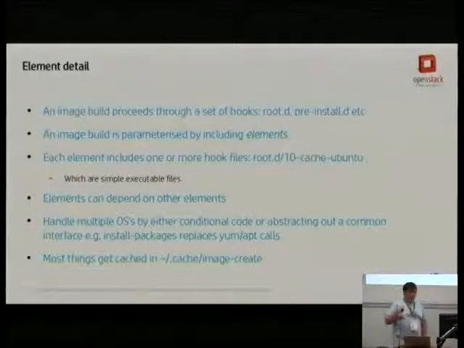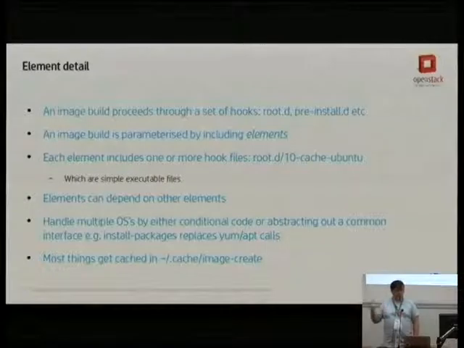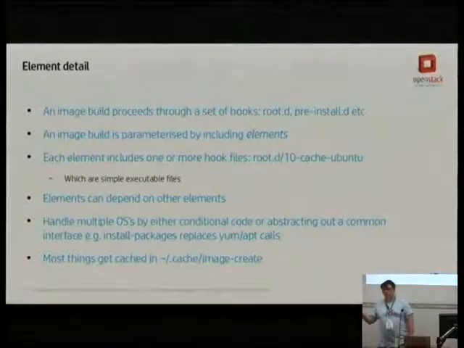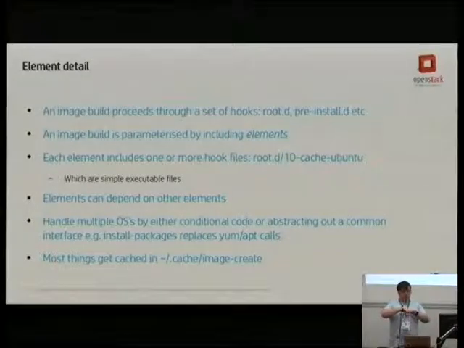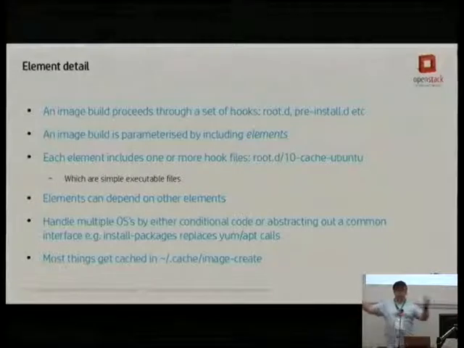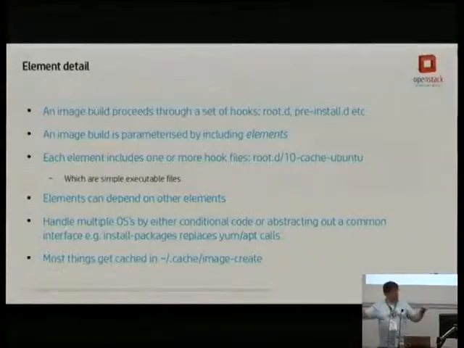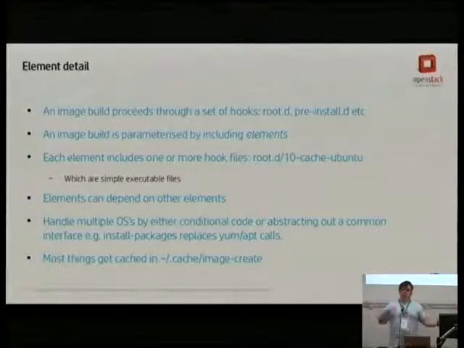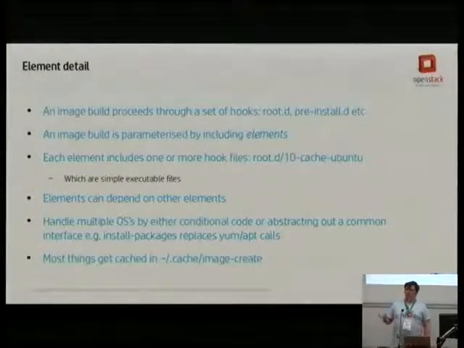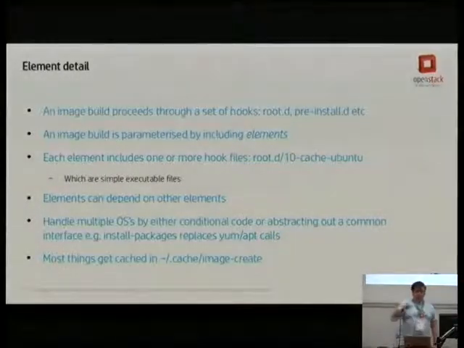The image build proceeds through a set of hooks, root.d, preinstall.d, install.d, etc. And that hook, like the root.d, that hook is run across all of the elements at once, and then we move to the next hook. And for all the elements, we run their pre-install code, and then for all the elements, we run their install code. So you can do cross-element configuration by injecting data somewhere that another element needs by doing that in the phase before or a lower numbered script.